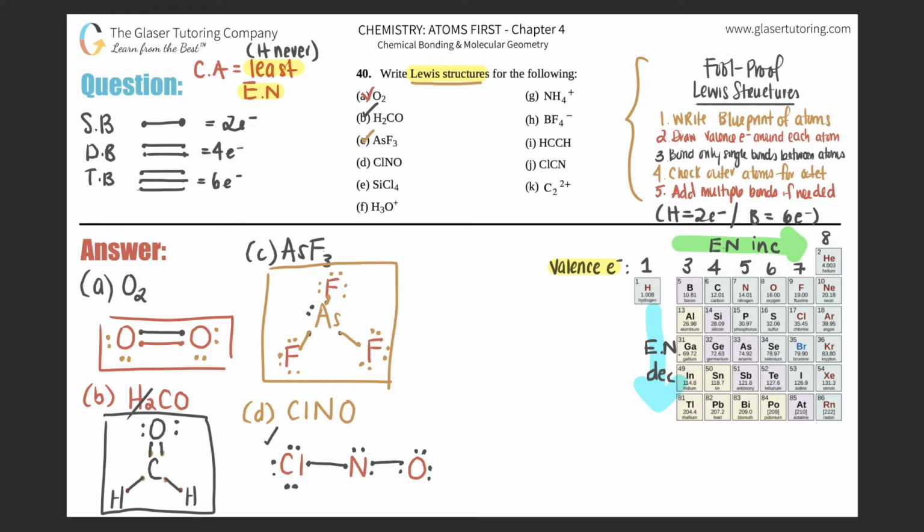So now we have to add the multiple bonds if necessary. One electron from this oxygen will bind with one electron from the nitrogen. And now let's double check. Oxygen has 2, 4, 6, 8. Now that's good. And now let's double check for nitrogen. 2, 4, 6, 8. We are good. So that is the answer.